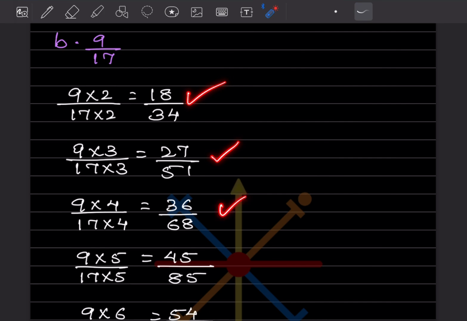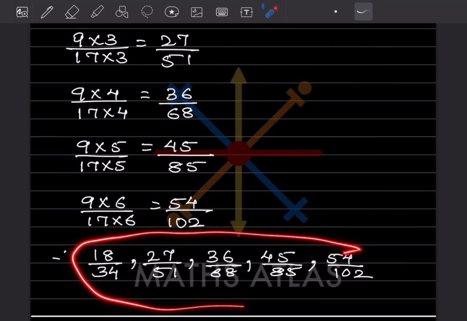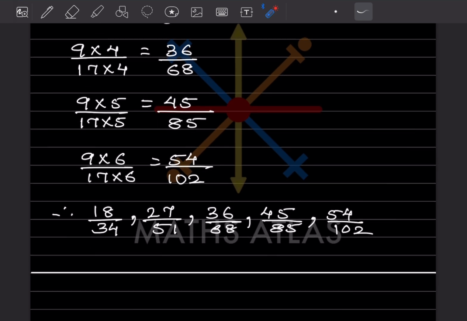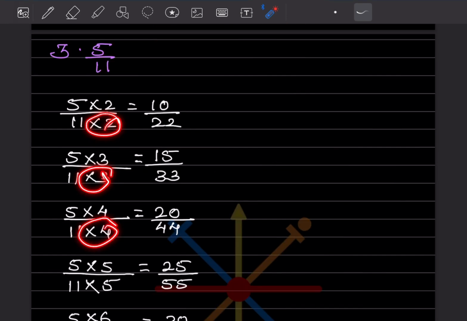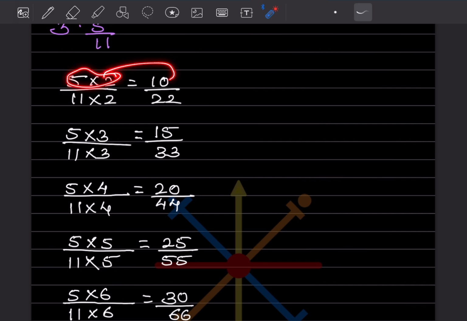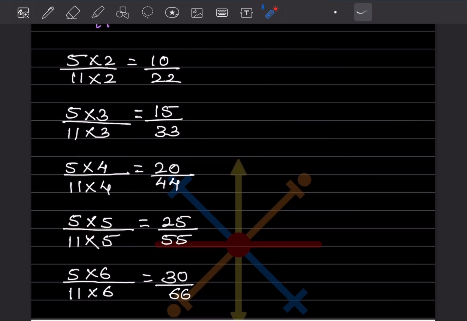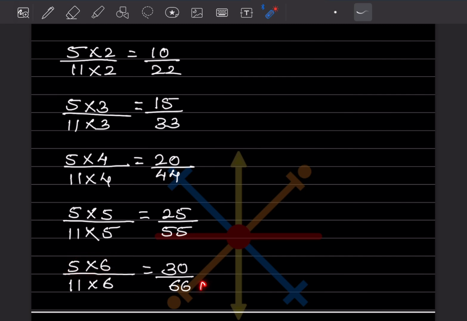You can check. It's very easy. So you are going to write the same by putting commas in between. So this is going to be 10 by 22, 15 by 33, 20 by 44, 25 by 55, and this will be 30 by 66.